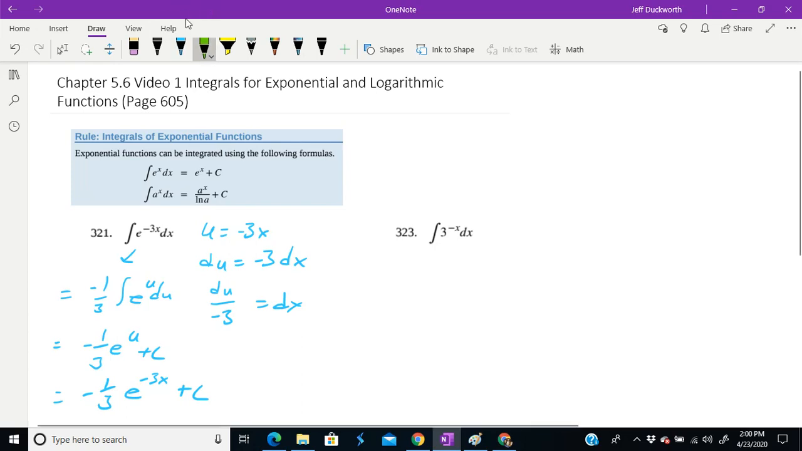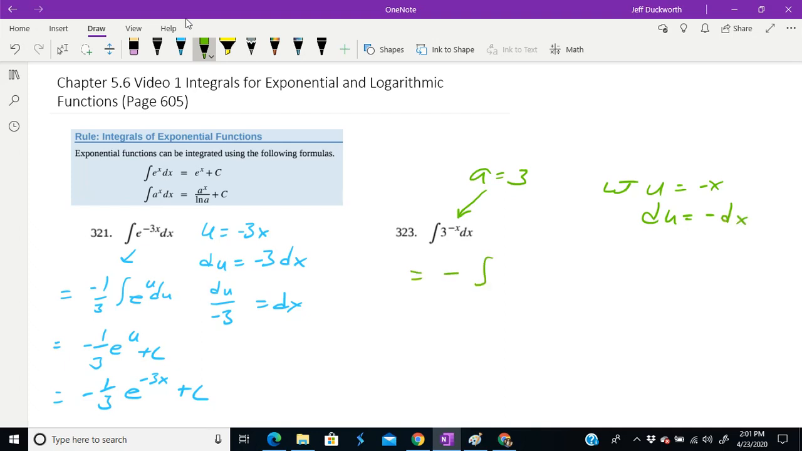All right, so here's one that we'll use the second property with here. Our a is equal to 3. Okay, we're going to let u equal negative x. So du equals negative dx, which means this equals negative integral of 3 to the u du.